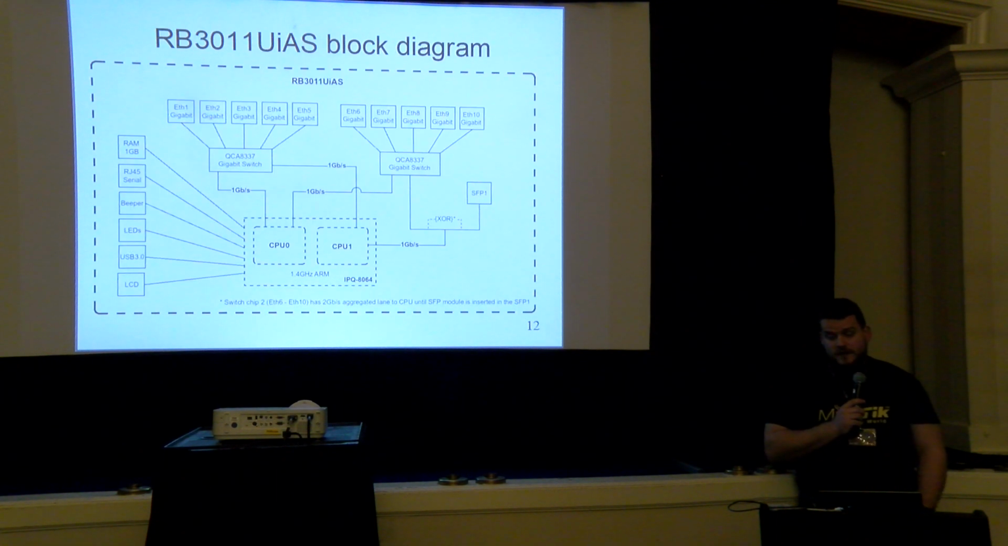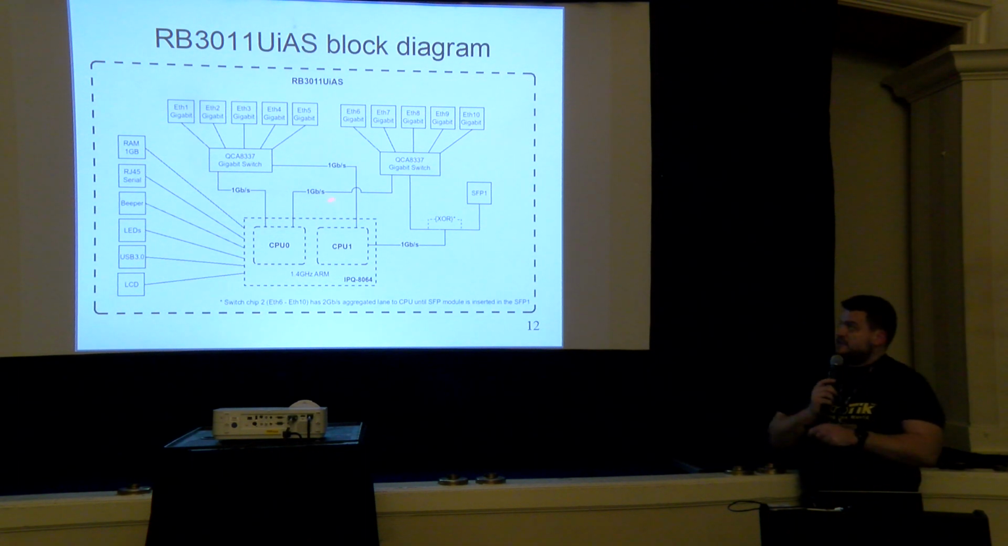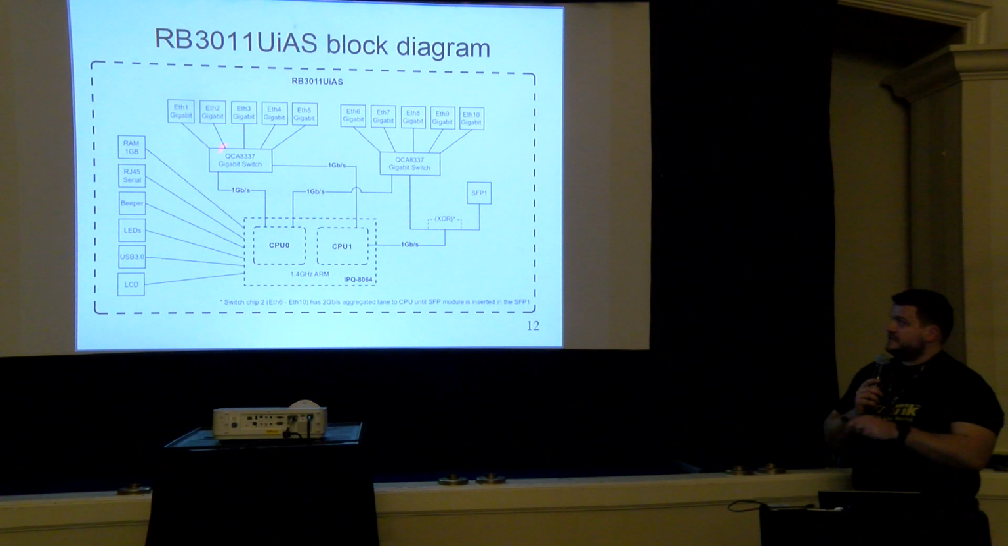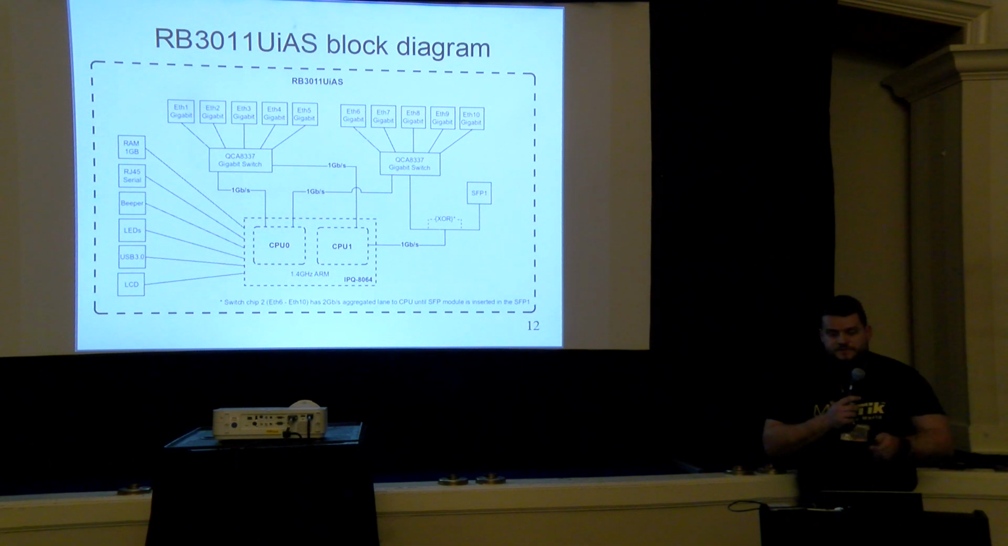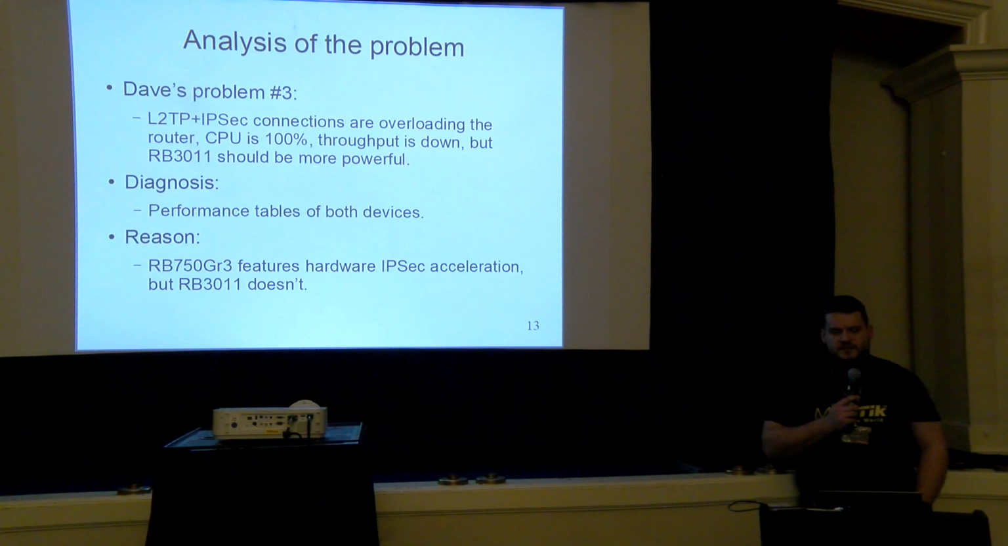So if we take a look at the block diagram of 3011, you will be able to see that there's 2 gigabit lines to every switch chip, so first 5 ports and the second 5 ports. But as soon as you plug in an SFP module, one of the gigabit SFP ports will just be dedicated to SFP, and these ports over here will be limited to 1 gigabit per second. So, and of course, Dave runs into the problem. Dave's problem number 3.